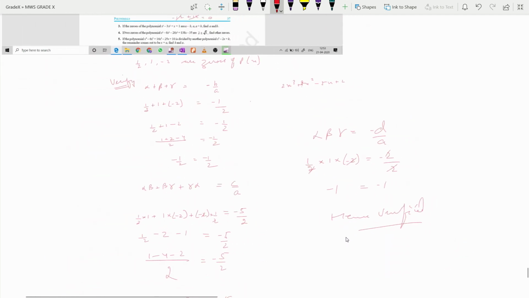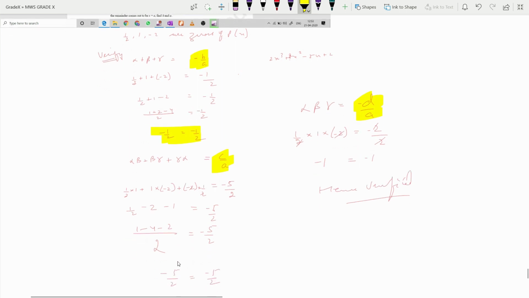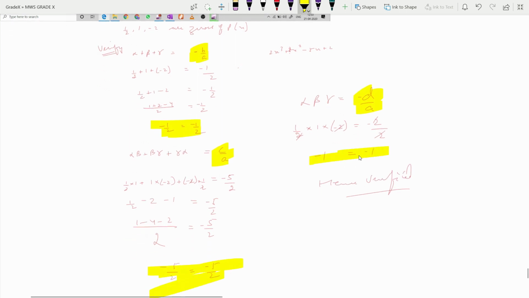You should know the formula only. How to verify? Sum of zeros is minus b upon a, and sum of the product of zeros taken two at a time is c upon a, and product of zeros is minus d upon a. Okay, and see everywhere the answer is matching up. So it is verified. Fine.